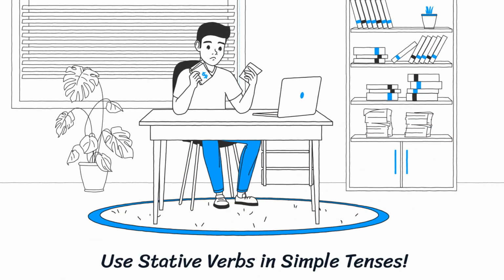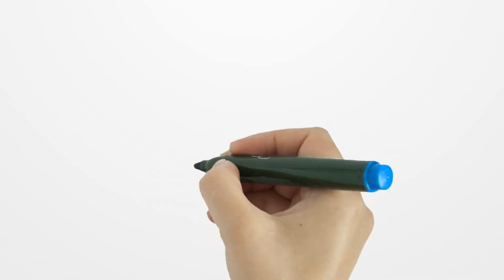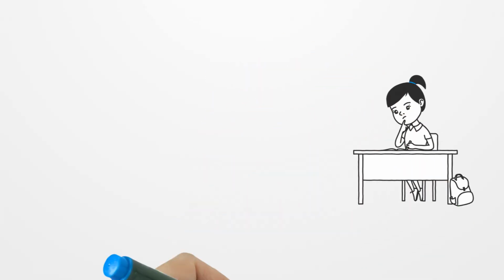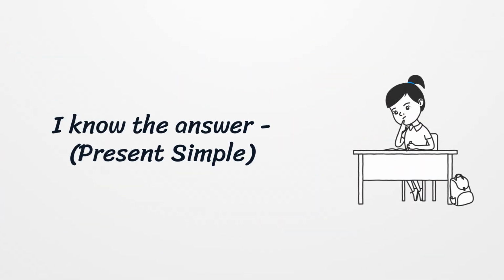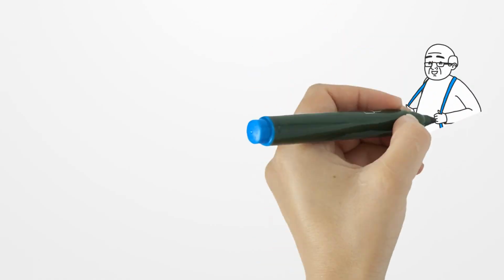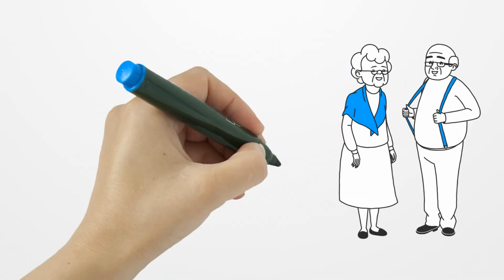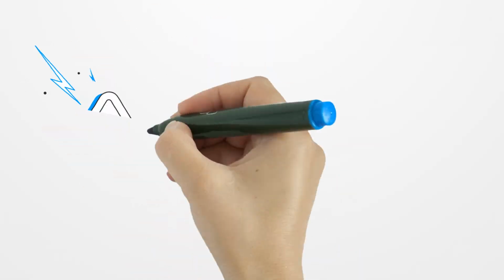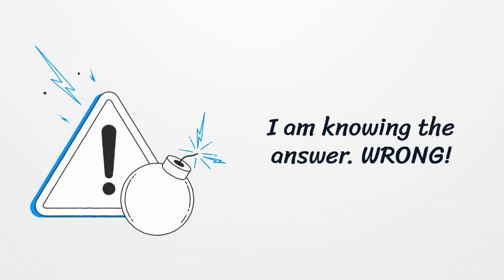We can group these verbs into categories. Verbs of thought and opinion: know, believe, understand, realize, remember, forget, mean, agree. I know the answer. Present simple. I have known her since we were children. Present perfect, a state that started in the past and continues now. We would never say, I am knowing the answer.